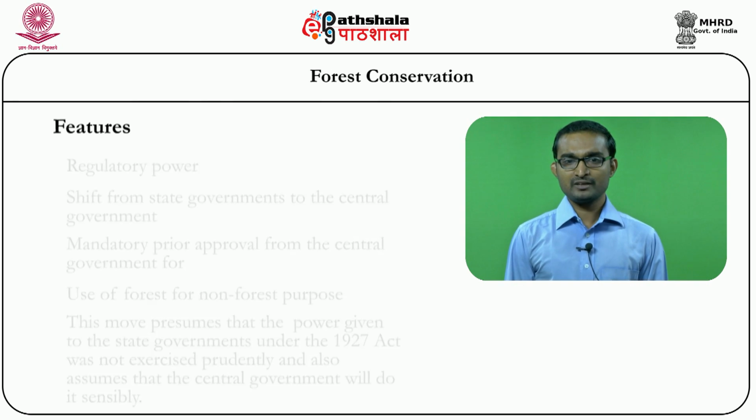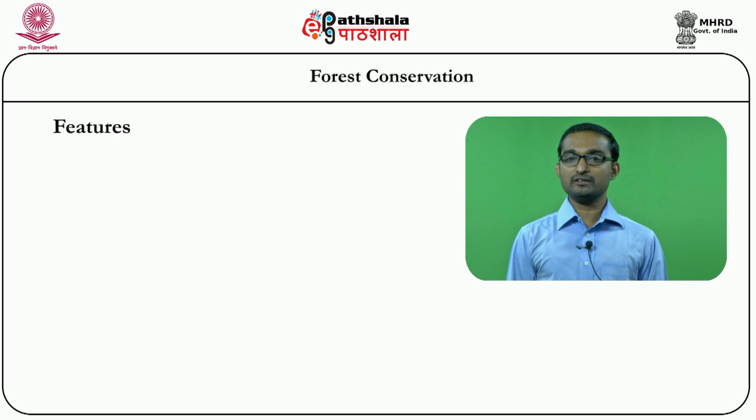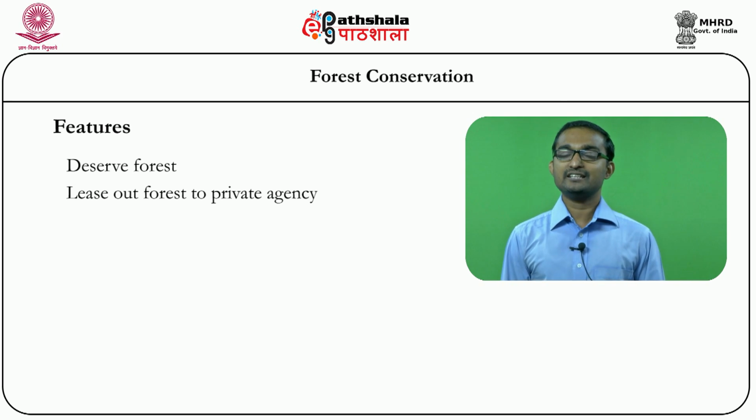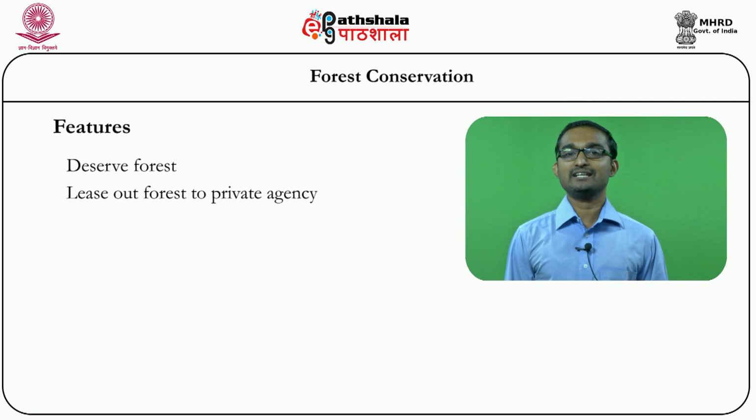Two other purposes which also required prior approval from the central government are to de-reserve forest and also to lease out forest to private agencies. That means when we look at these provisions all together, the idea was to concentrate more regulatory powers on the central government, and so the major powers exercised by the state governments during the 1927 Act were taken away.